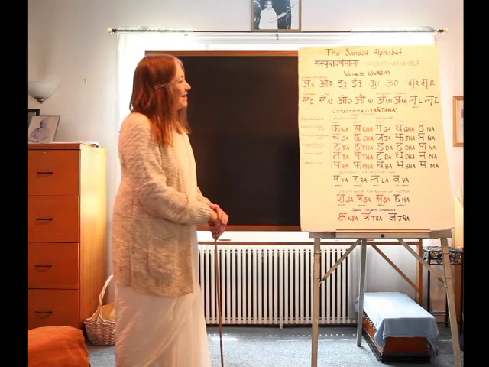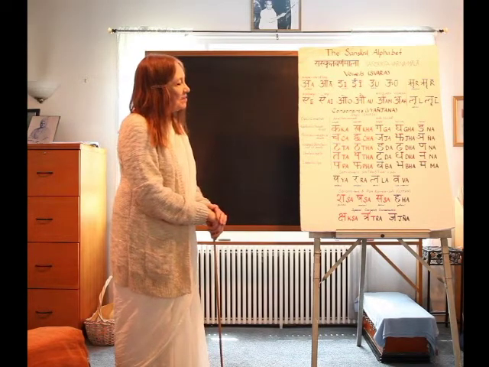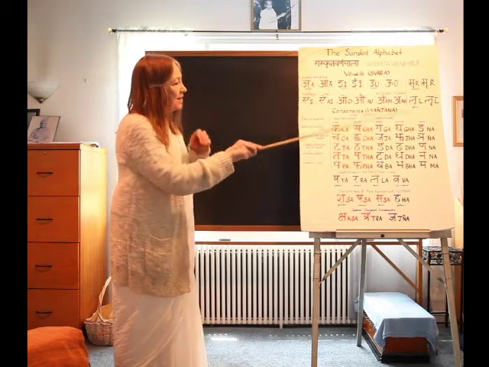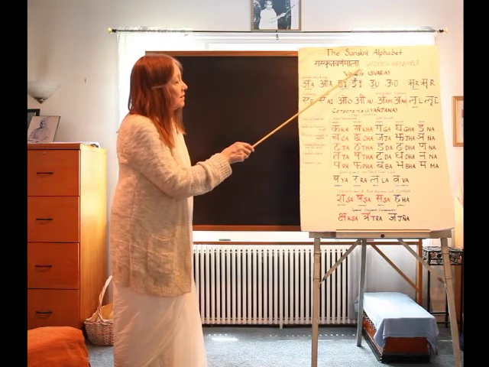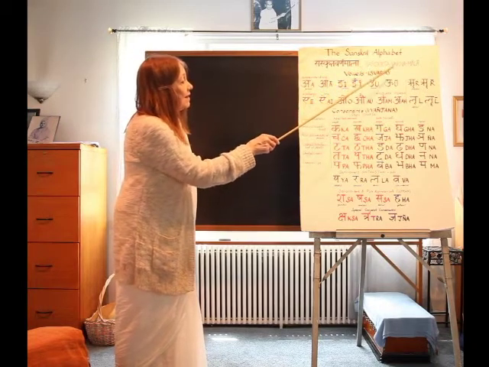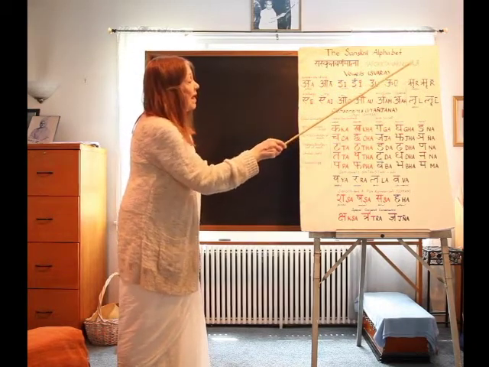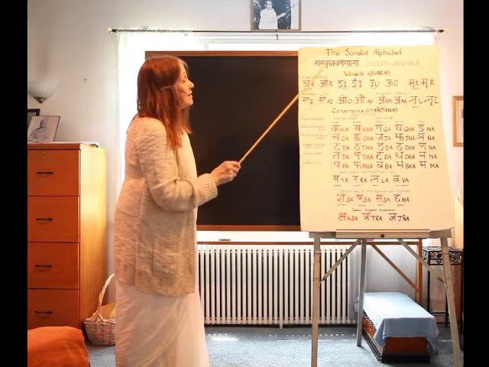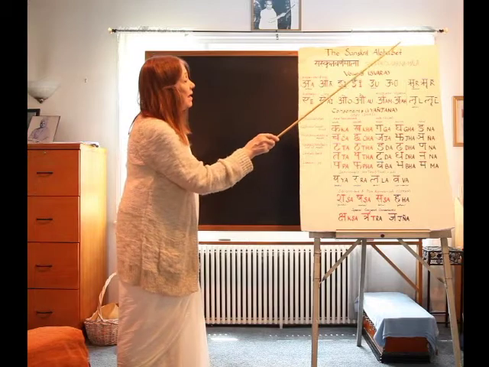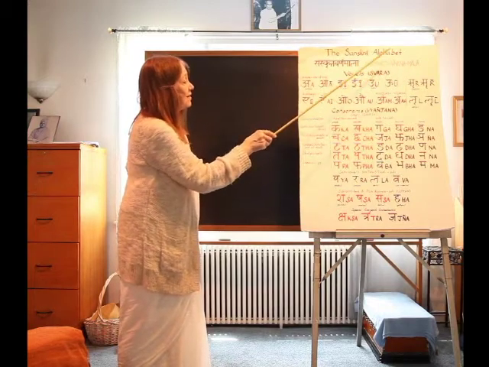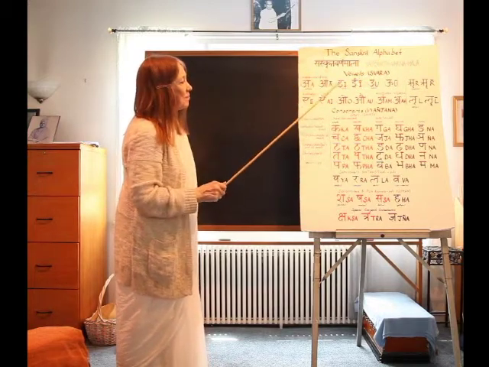And it is a phonetic system. It's a grid, a phonetic grid, so to speak. Let us start by sound. Sanskrita Varna Mala. Sanskrita Varna Mala. The garland of letters of Sanskrit language.